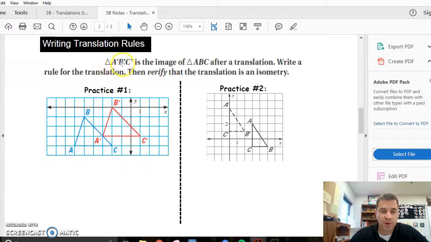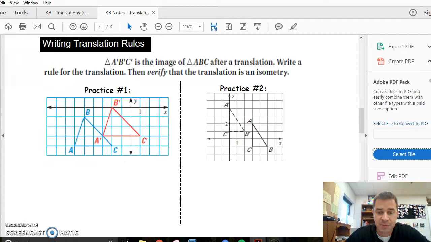It says the triangle A prime, B prime, C prime is the image, or we would call it the prime image, of triangle ABC. Okay, so this one in blue came first. There's the new image based off of that, the prime image. After we translated, so we slid it over some way. We slid it left and right, and then we slid it up and down so that it got to be this new spot. It says we're going to write a rule for that translation. In other words, what happened to get us from what we see in blue to what we see in red.